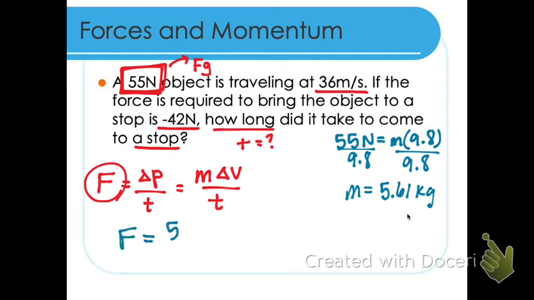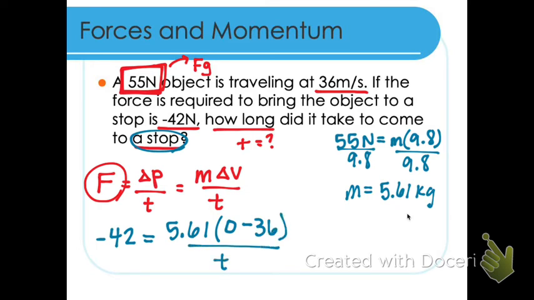Force equals mass times the change in velocity, right? It's coming to a stop. Oh, I'm sorry. They gave us a force. I didn't need to plug in an F there. They gave us a force of 42 newtons. 0 minus 36 over T. Any questions about how that equation got set up? Okay. Net force, or the force that took to change the momentum, was 42 newtons in the opposite direction. This is mass. This is change in velocity, and that's T.